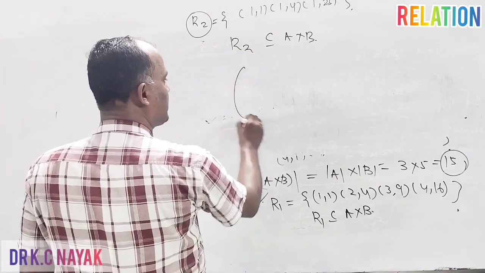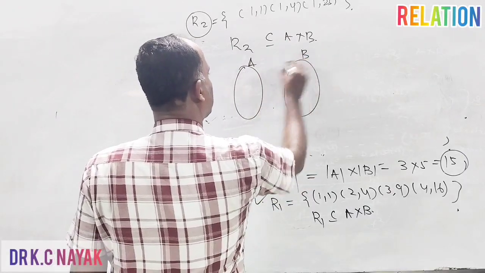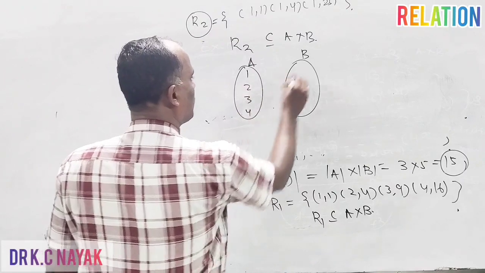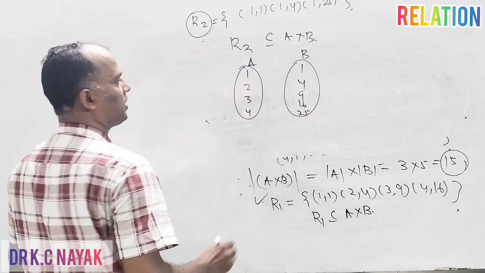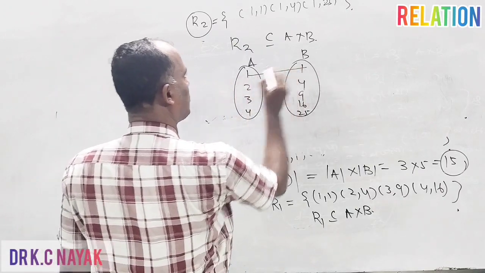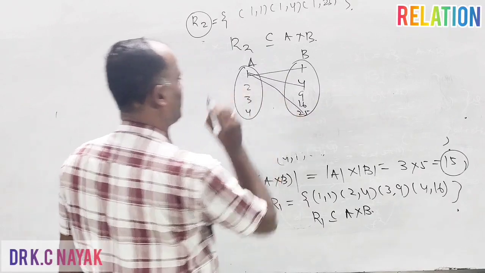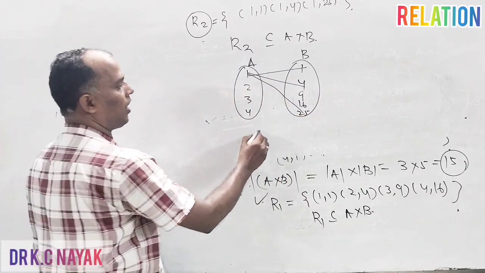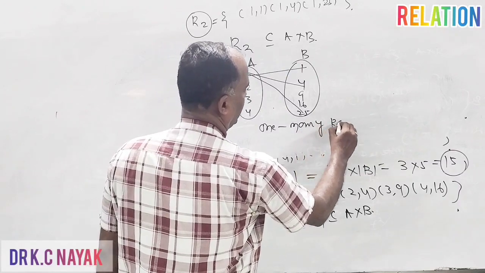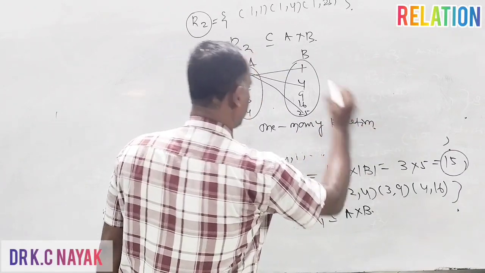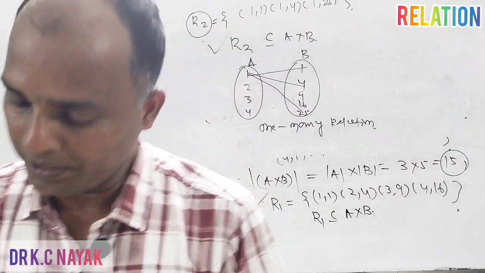R2, how is it? This is the set A, this is the set B: 1, 2, 3, 4, and 1, 4, 9, 16 and also 25. Here we see 1 is associated to 1, 1 is associated to 4, 1 is associated to 25. That means it is a one-to-many relation. It is an example of a one-to-many relation. It is also another way to derive a relation.